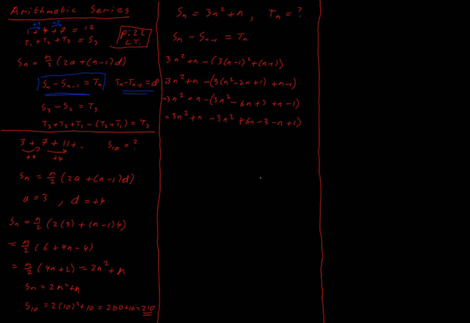I can gather up my like terms now. So I have n squareds here. I have n's here. And I have pure numbers here. So the n squareds sum to 0, and I'm left with 6n minus 2. So that would be my nth term, and I get it by subtracting my n minus 1th series term away from my nth series term.